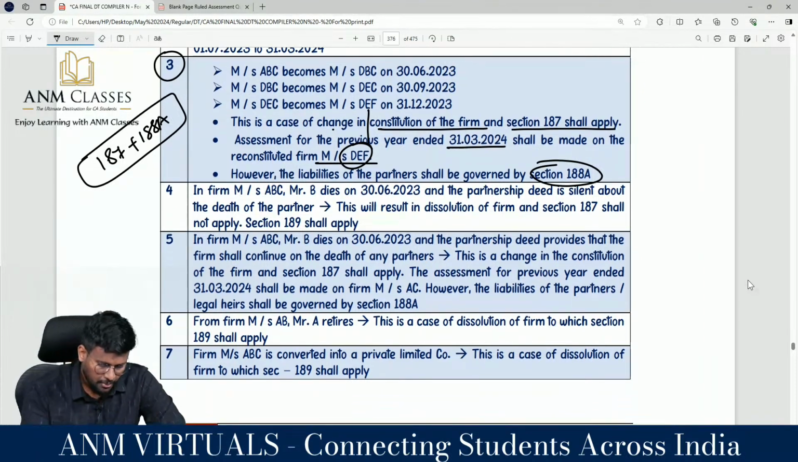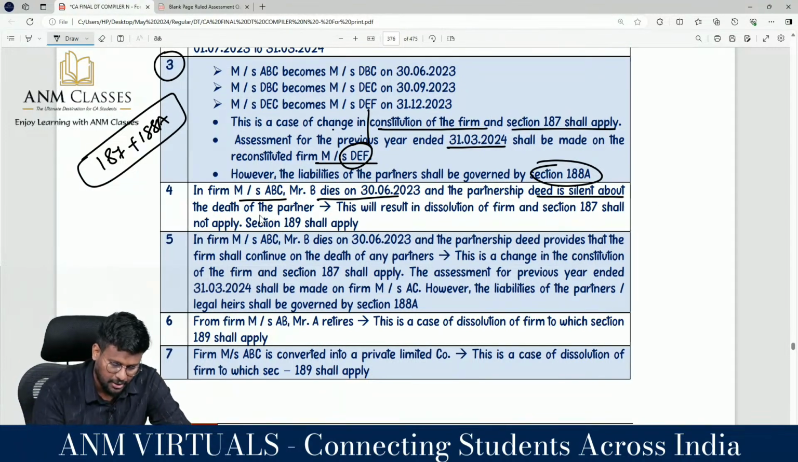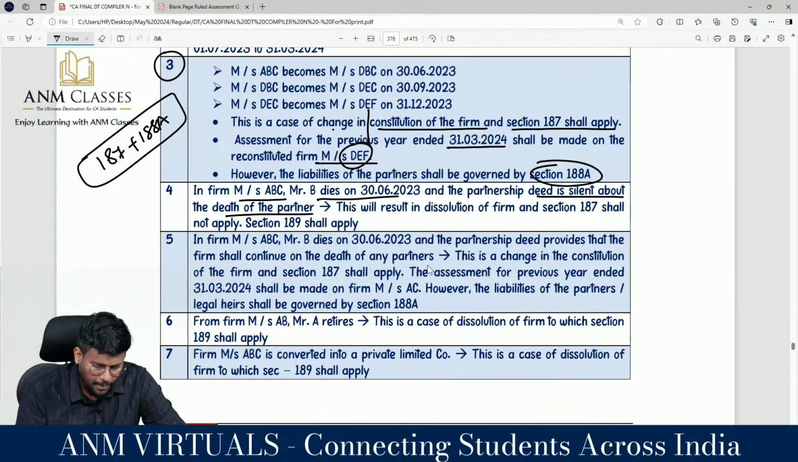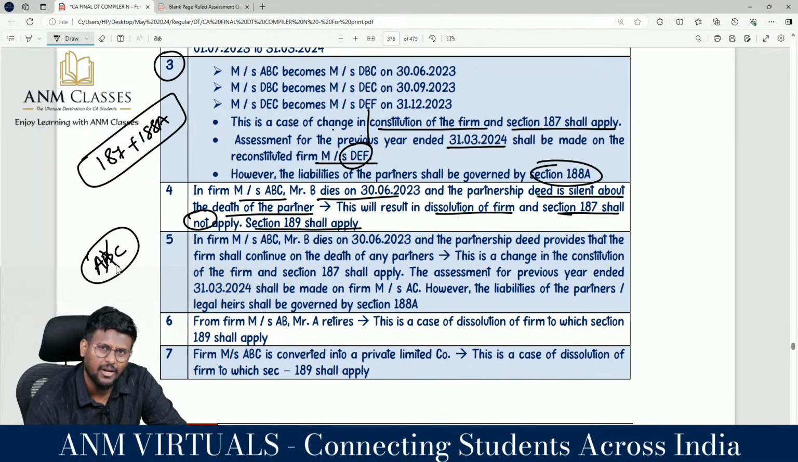In firm Mrs. ABC, B dies on 3/6/2023 and the partnership deed is silent about the death of the partner. So, one partner has gone out, died. This will result in dissolution of the firm, so section 187 shall not apply, 189 shall apply. Because three partners were there, A, B, C, one of the partners died, but the partnership deed is silent regarding the consequences of the death, then automatically the partnership firm will get dissolved. Then 187 will not be applicable.